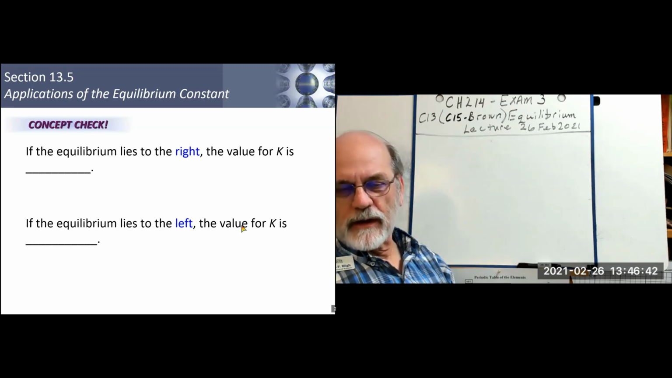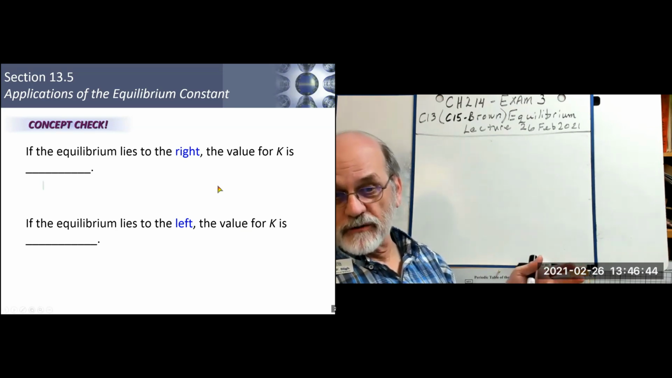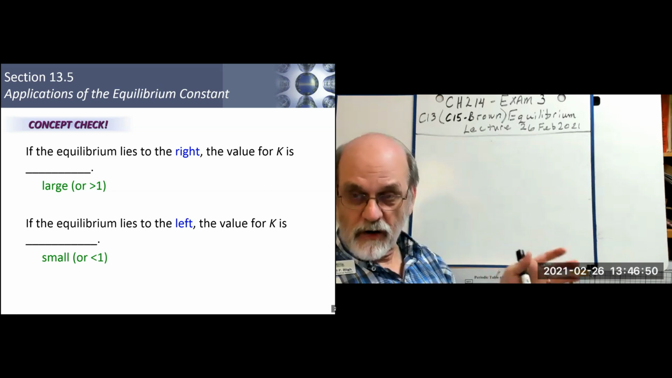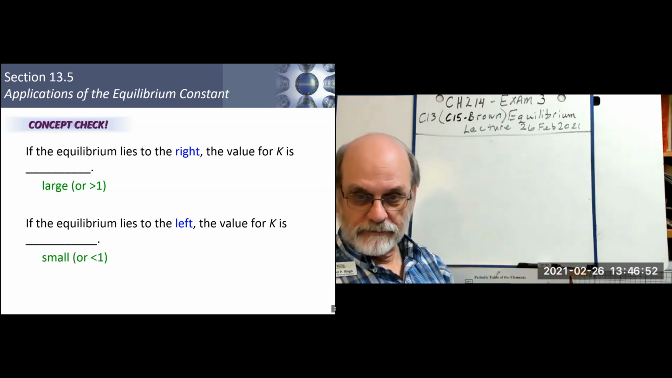So if the equilibrium lies to the right, the value of K should be large, greater than 1. And if it's small, it should be smaller than 1, much less than 1.